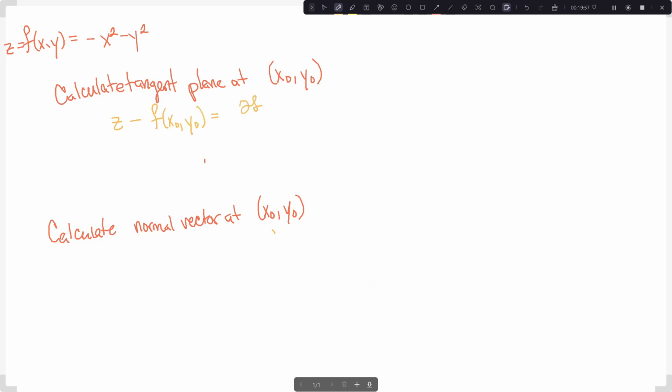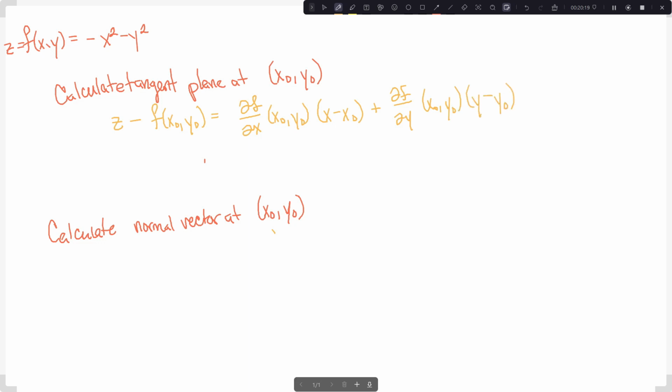And then it was partial f, partial x at the point. So this is the slope in the x direction. And then x minus the point it starts at. The slope in the y direction, y minus the point it starts at.